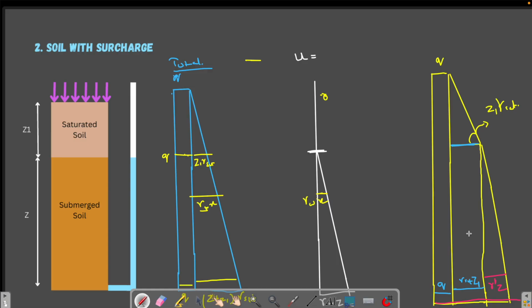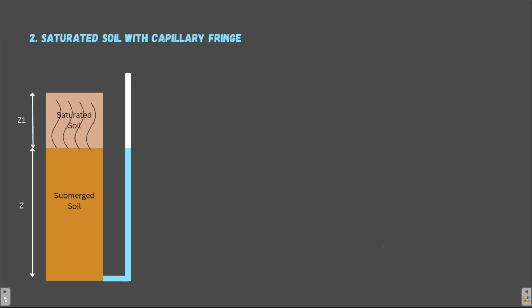So this is how we draw the stress diagram. Once you learn how to draw the stress diagram, it is very, very easy to understand everything. It will help you in soil mechanics and it will help you in fluid mechanics as well. Now let's move on to the last case.